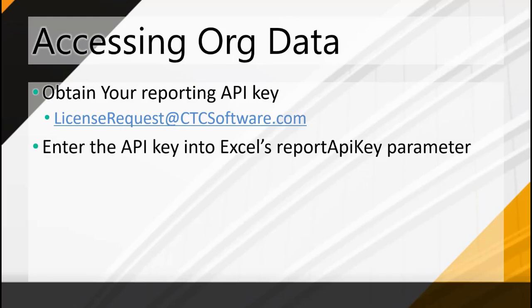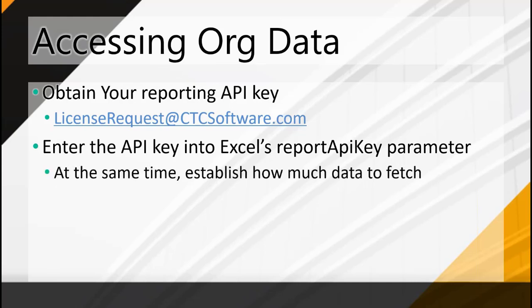Now, you're going to be entering this API key specifically into Excel's report API key parameter. And so we're going to be doing this together here in just a moment. I've actually just copied my key on the other monitor just so I have it at my fingertips here in just a moment.